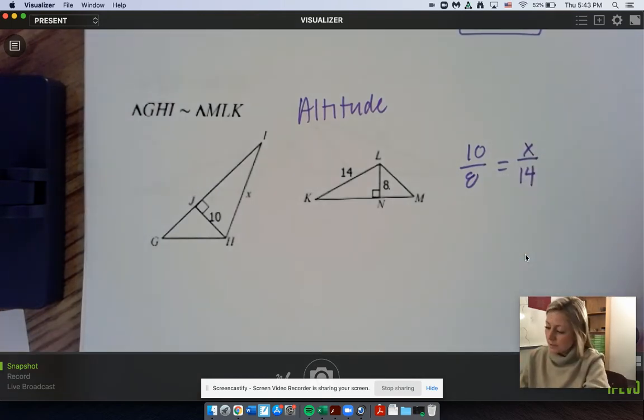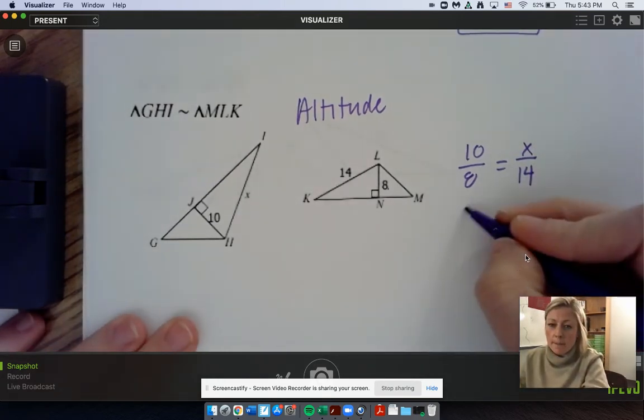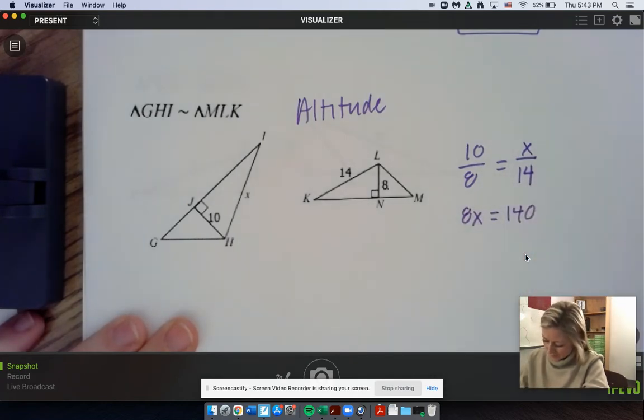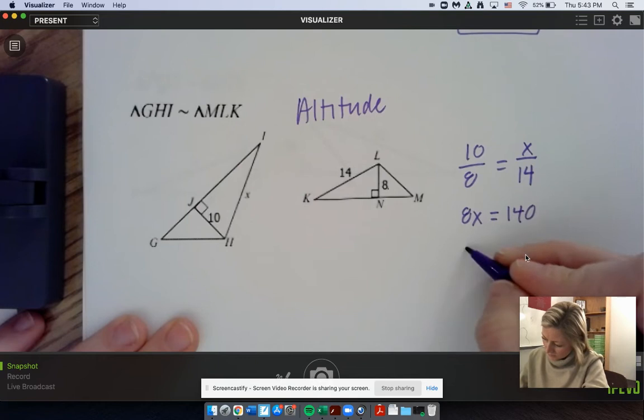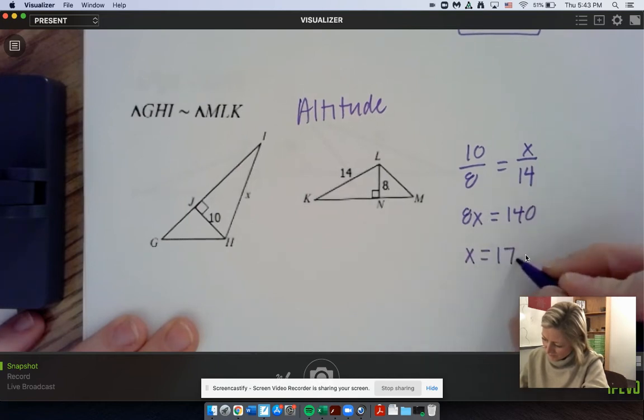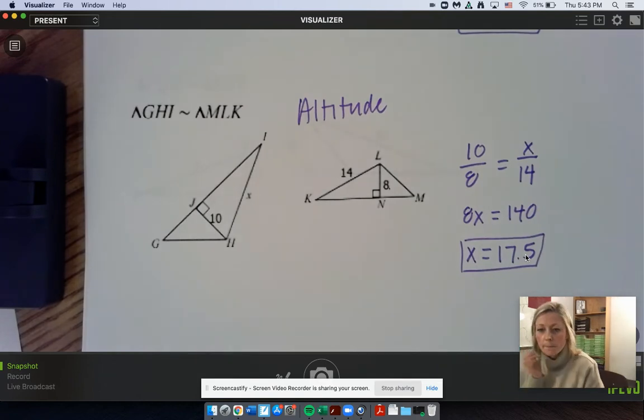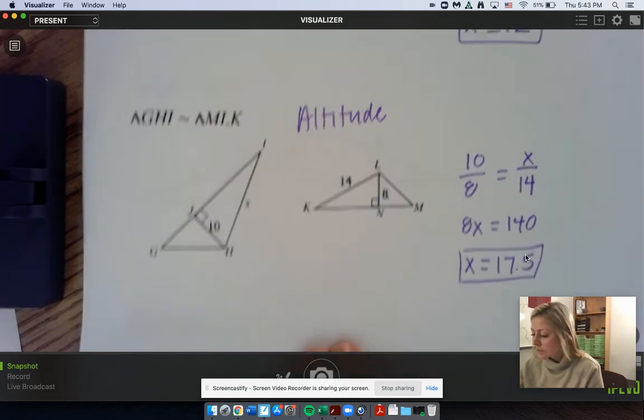And now we cross multiply. 8x equals 140. Divide out, x equals 17.5. Are we okay with that? I hope so. If not, ask me in class.